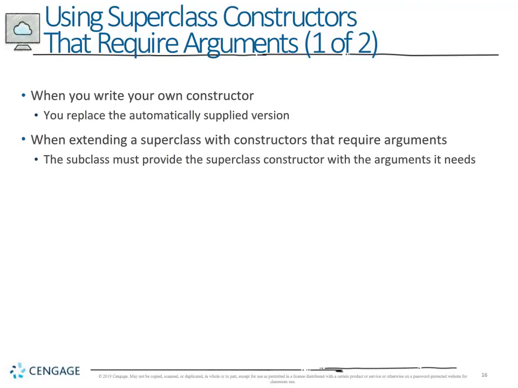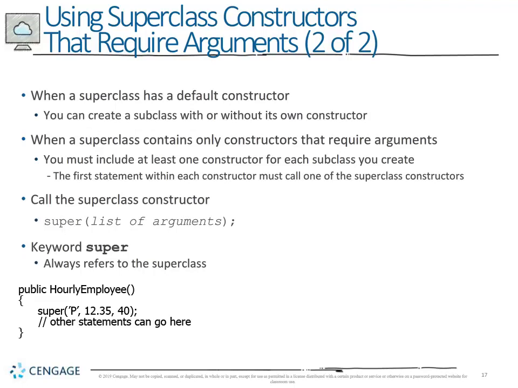When a superclass has a default constructor, like a constructor without arguments, you can create a subclass with or without its own constructor. When a superclass contains only constructors that require arguments, you must include at least one constructor for each subclass you create. If all superclass constructors require arguments, that is, if the superclass doesn't contain a default constructor, then the first statement within each subclass constructor must call one of the superclass constructors.